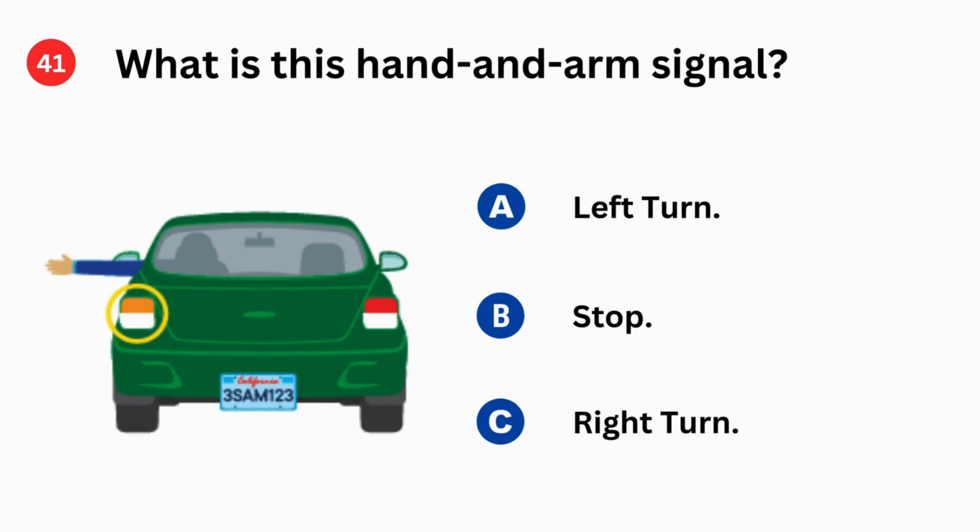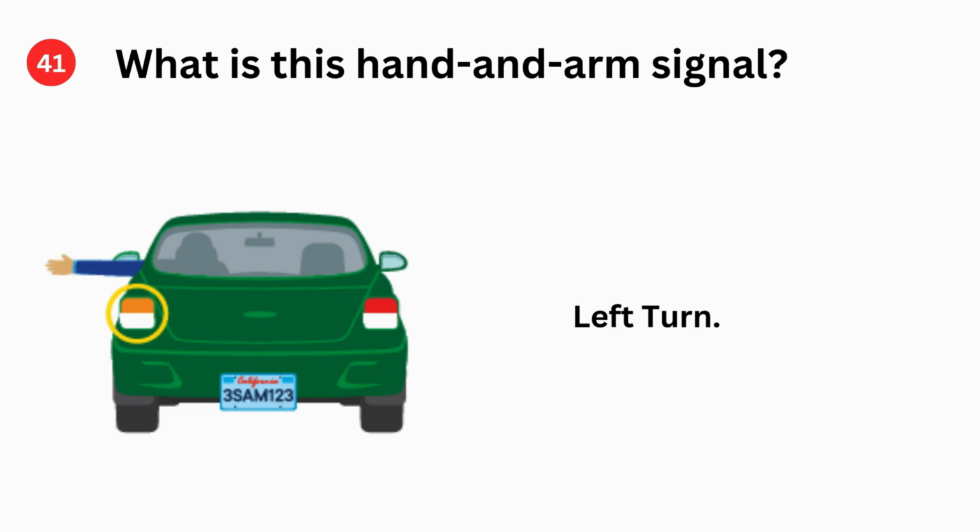What is this hand and arm signal? A, left turn. B, stop. C, right turn. Correct. It is the left turn sign.